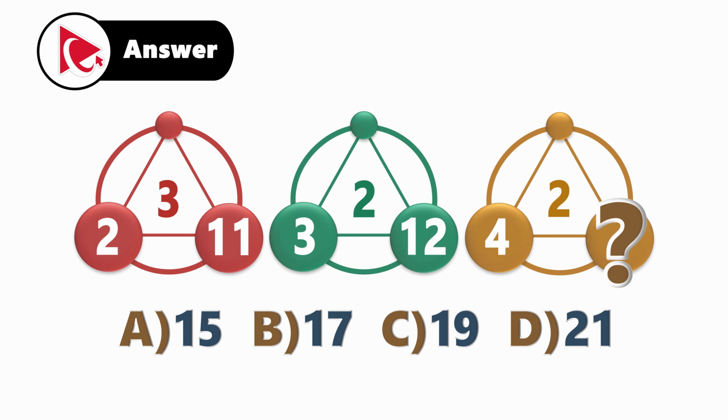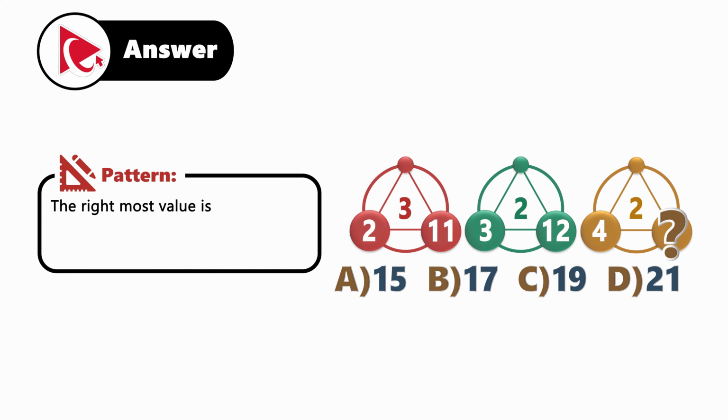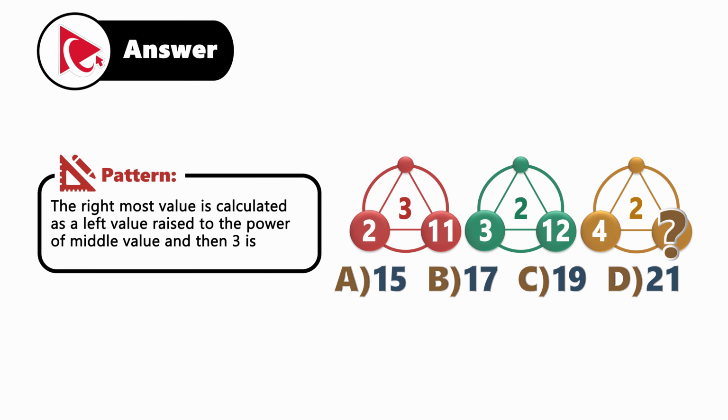If you're a subscriber, or might be considering becoming a subscriber, you're probably well aware that the best way to calculate these values is to determine the pattern. The pattern in this case is that the rightmost value is calculated as the left value raised to the power of the middle value, and then the value of 3 is added to the result.